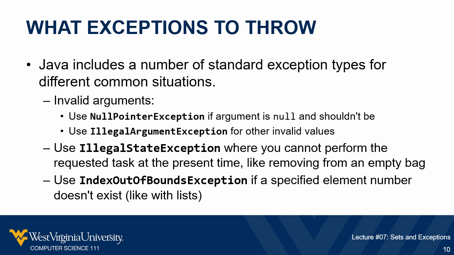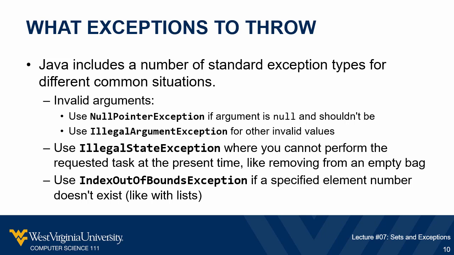There is a little bit of a middle ground. If I have a case where, say, I'm trying to remove a particular item and that item doesn't exist, should that be an illegal argument exception or an illegal state exception? I would lean towards using illegal argument exception in that case, because the problem isn't really with the remove method as a whole, it's with the value you're trying to use with the remove method.